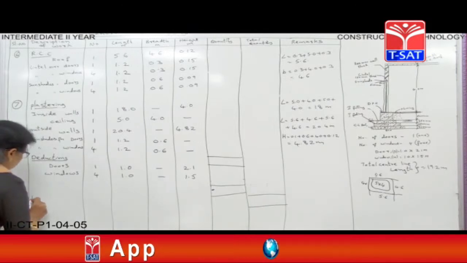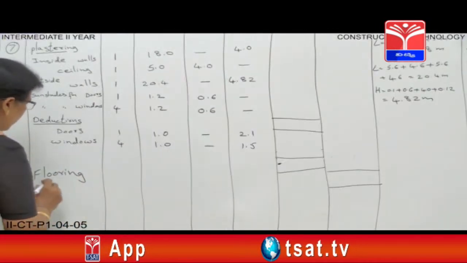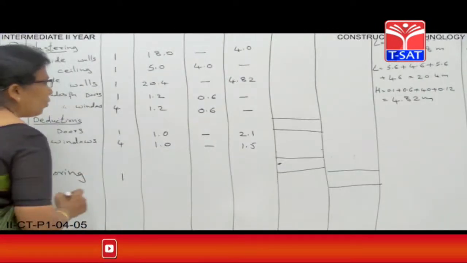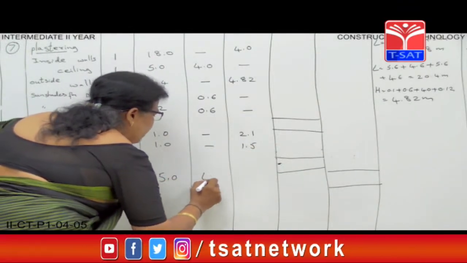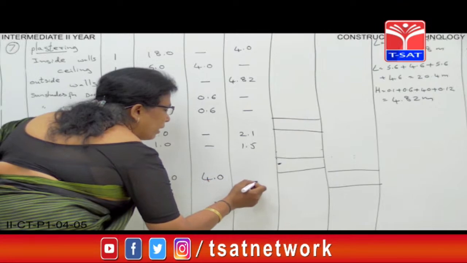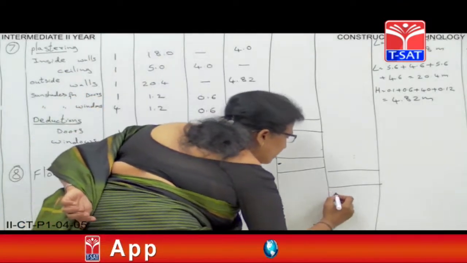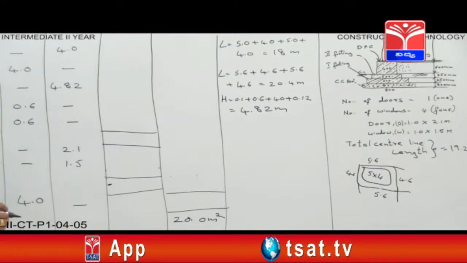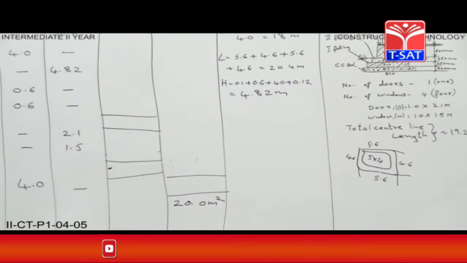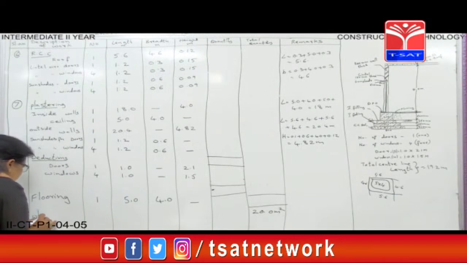Now next item is 8, flooring. Number 1, the length of the floor is 5.0 and breadth is 4.0, and height you don't have, any thickness. So the value is 20.0 meters square. So flooring is a very easy item. Now next is coming to the whitewashing, which is the last.